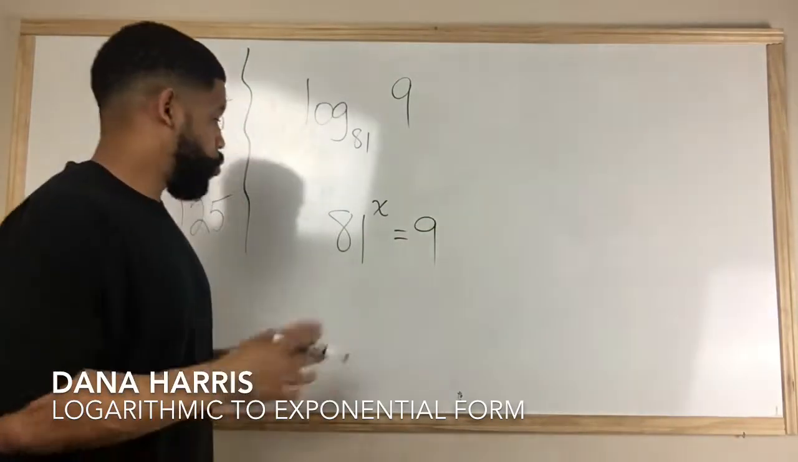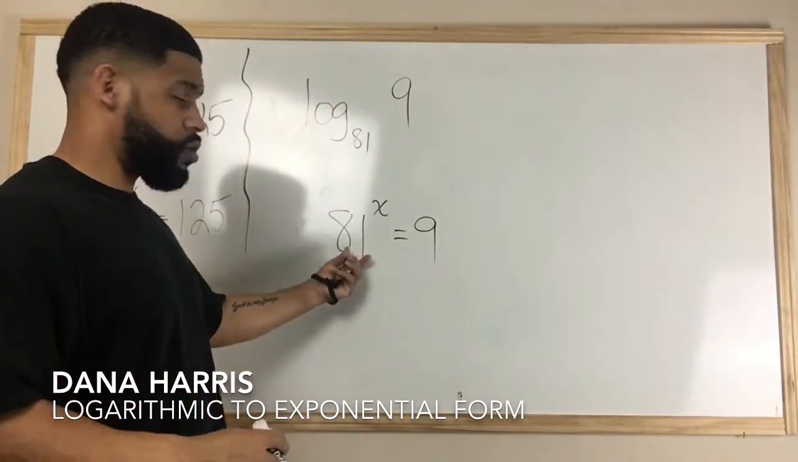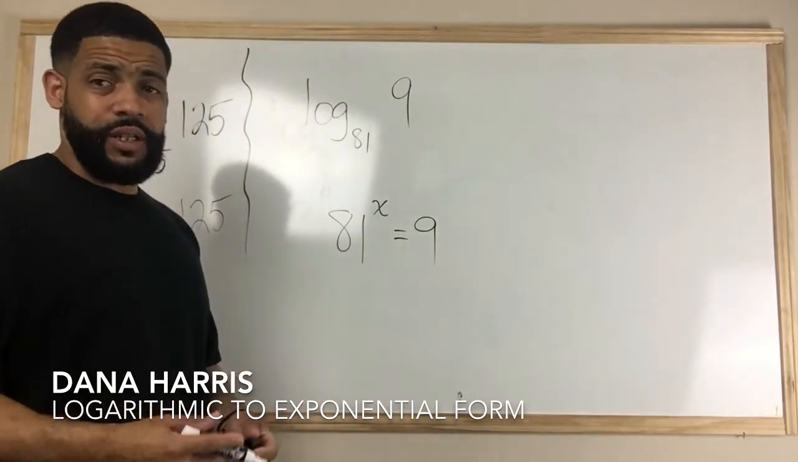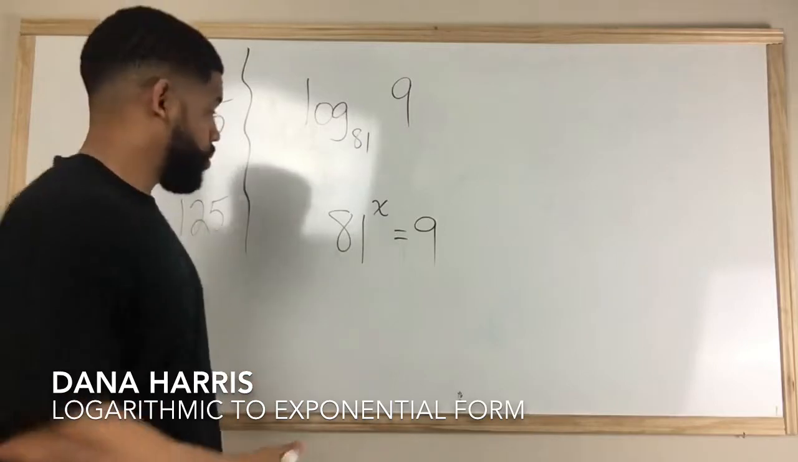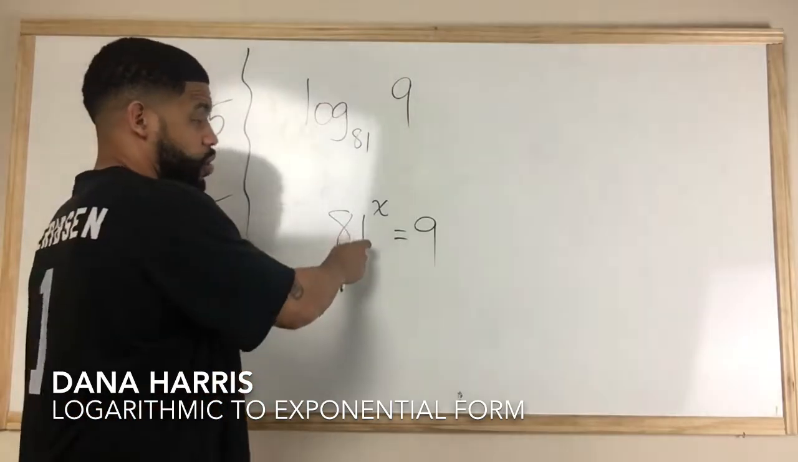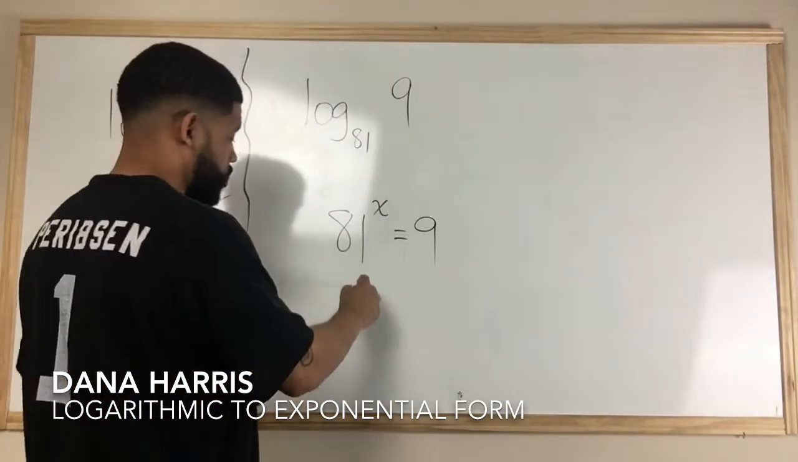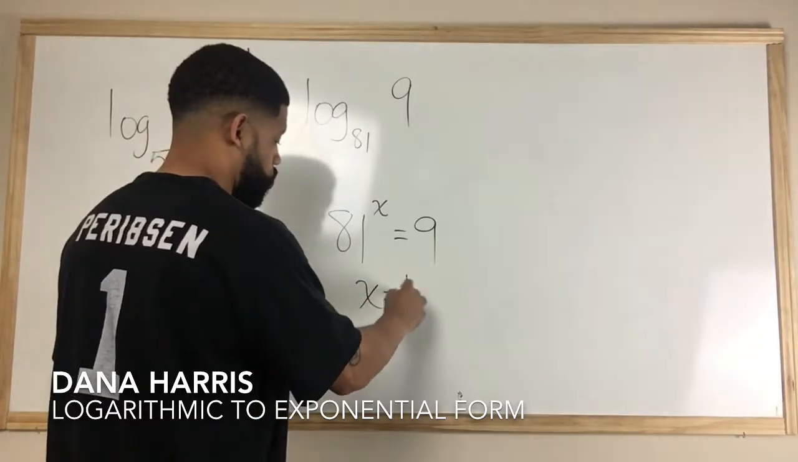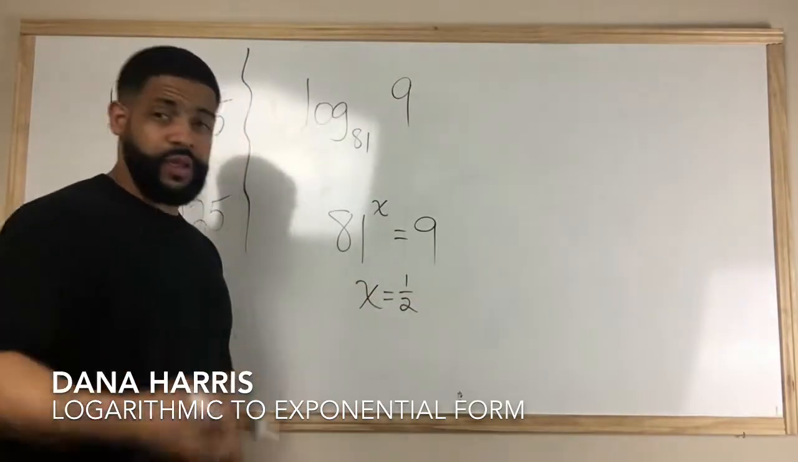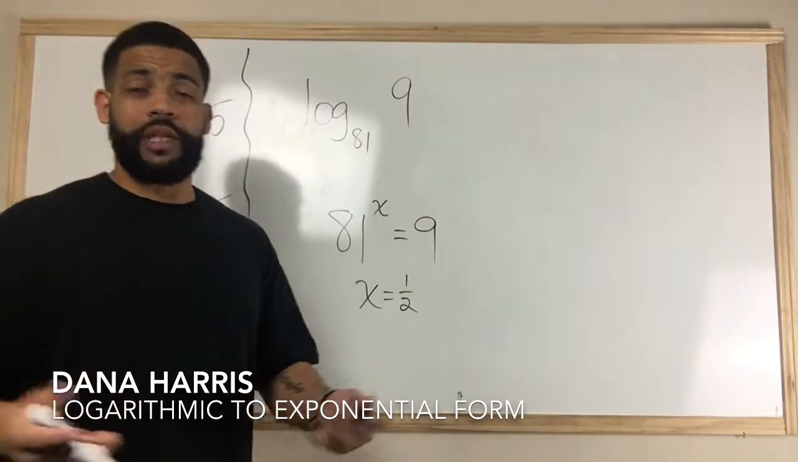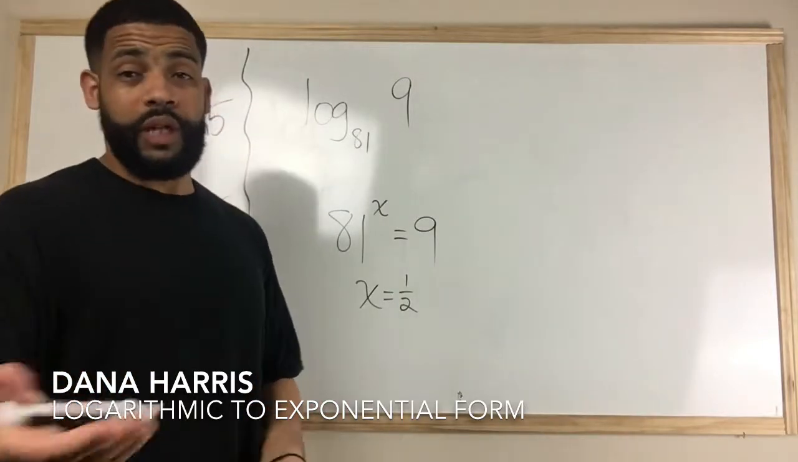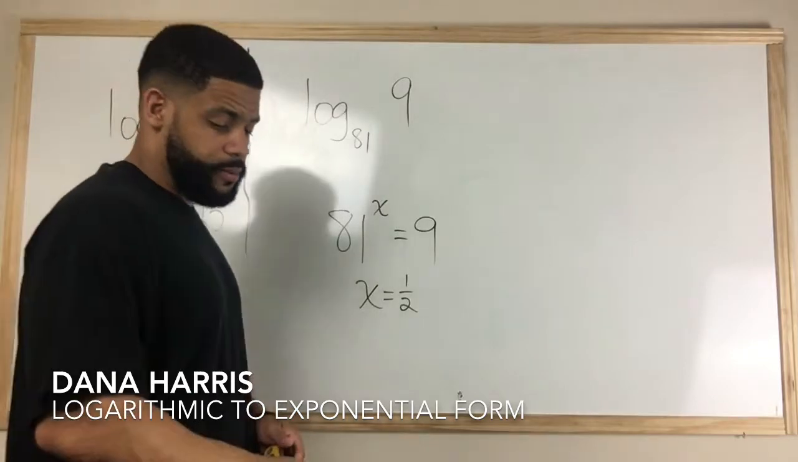And now we notice that if I go from a large base to a small answer, then my exponent has to be a fraction. So this is actually the square root of 81 equals 9. So I know x equals 1/2. And to prove that, if we simply take the square root of 81, we will get 9. Or if we take 81 to the 1/2 power, we will get 9.